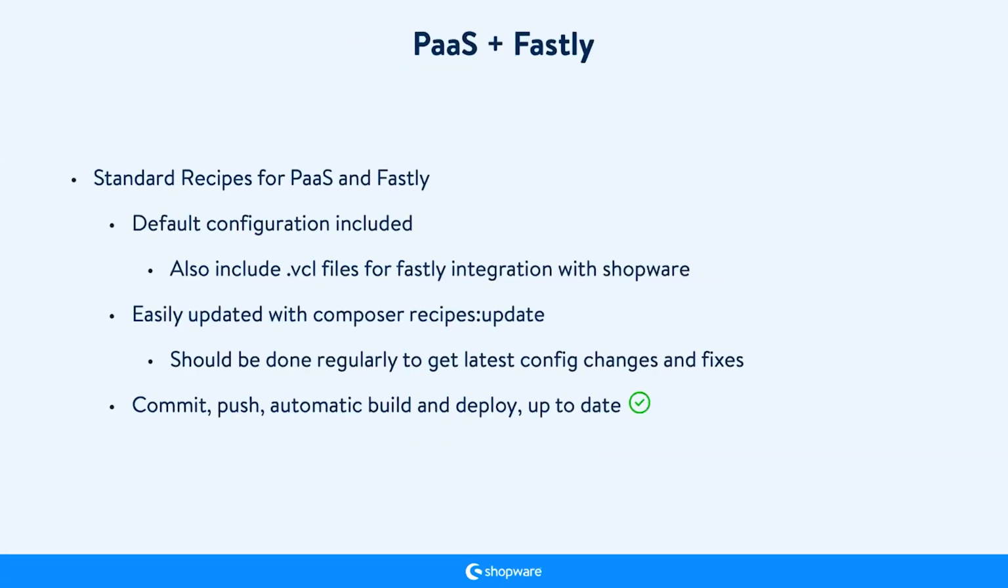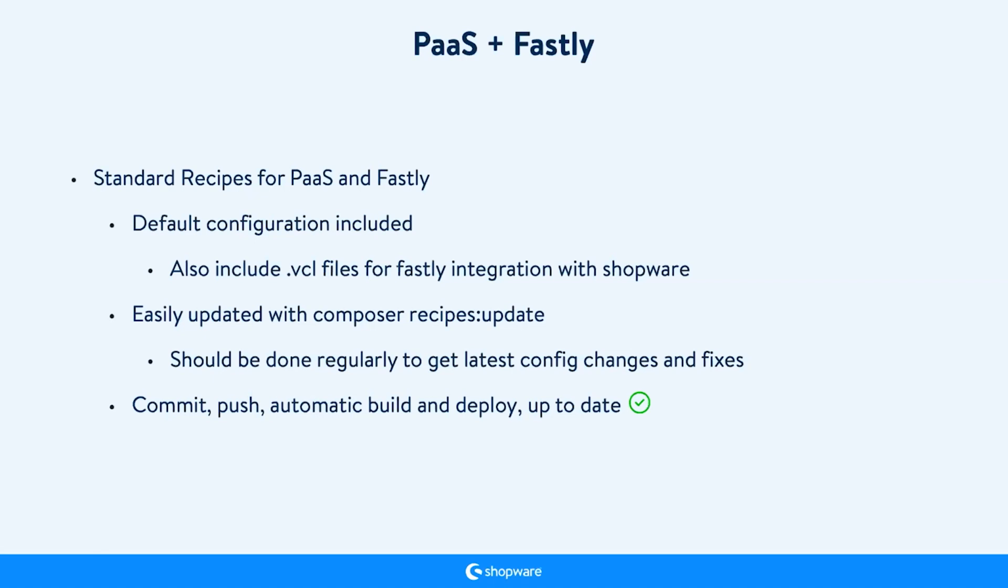Like I already said, there are standard recipes for Platform.sh for our PaaS environment and also Fastly, which is the reverse proxy. There are some default configurations included. For example, for Fastly, there are multiple VCL files to have a better integration with Shopware, and also using state caching for full page HTTP cache, and other things like how to invalidate specific pages.